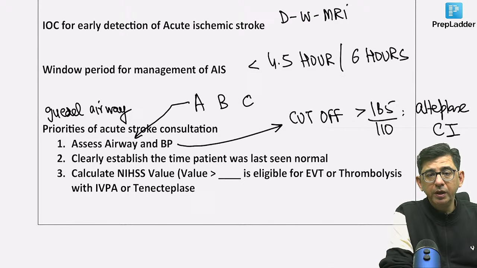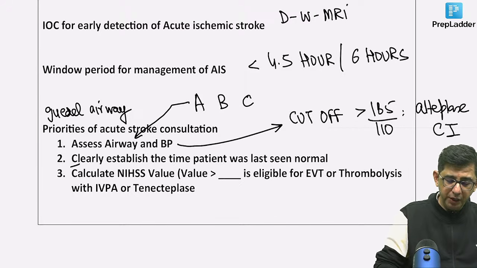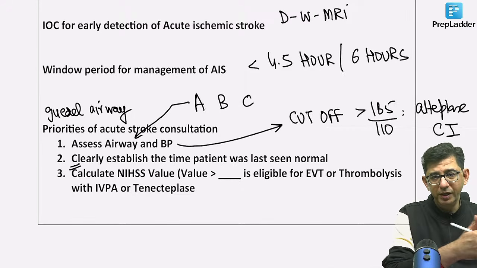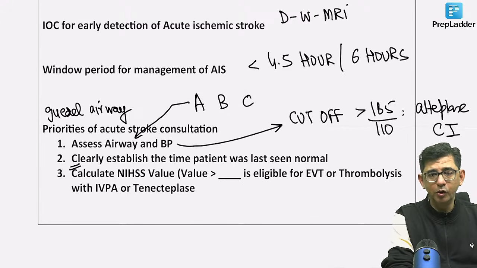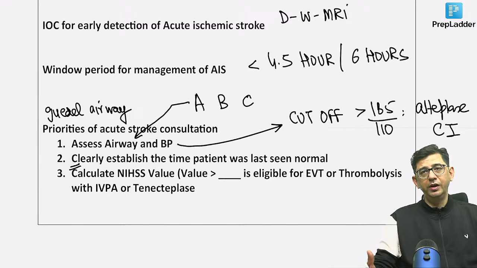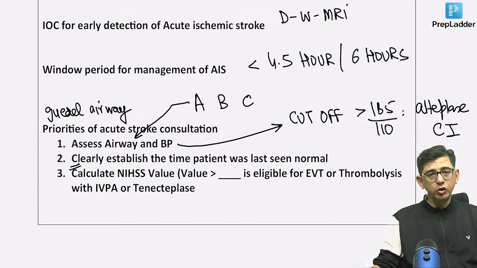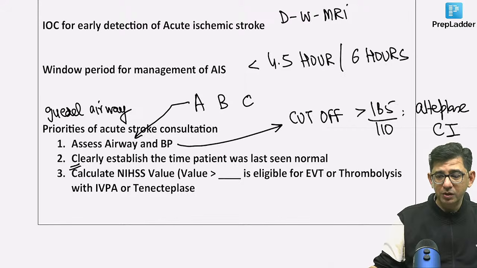And C would be clearly establish the time. C is not circulation. C is clearly establish the time the patient was last seen normal. So A is airway, B is blood pressure value for the cutoff of thrombolysis, and C is clearly establish the time last seen normal. Then we use an online calculator, that is the National Institutes of Health Stroke Scale. This is to be sure that the doctor is not making a mistake in the diagnosis of stroke. Clinically, I know I'm dealing with a stroke, but I just want to be double sure.